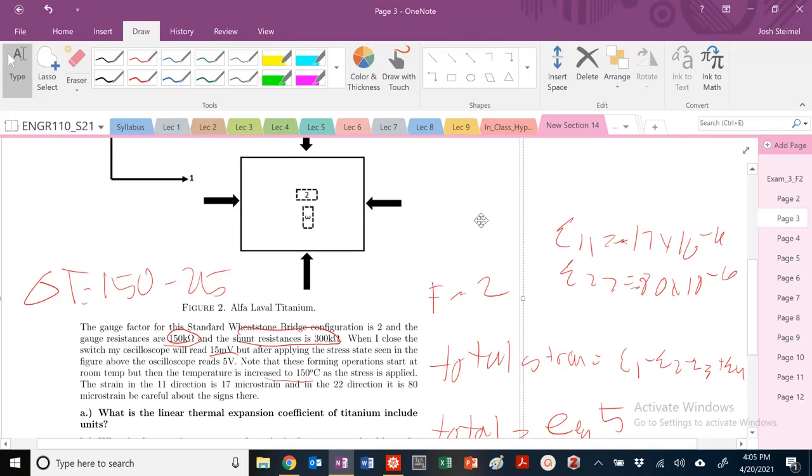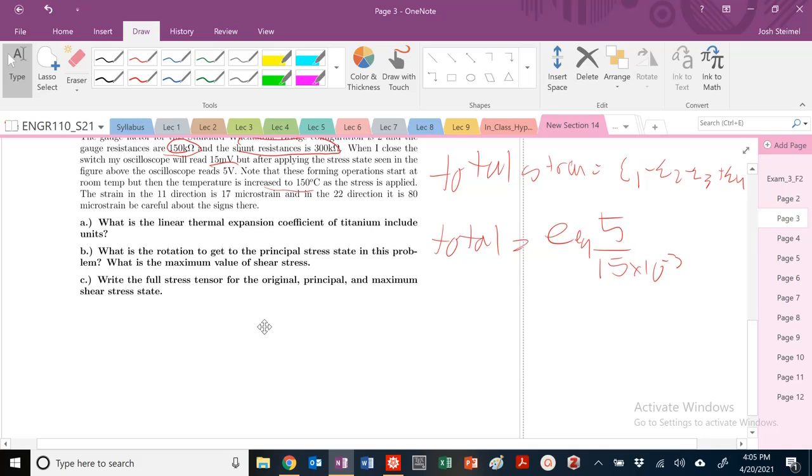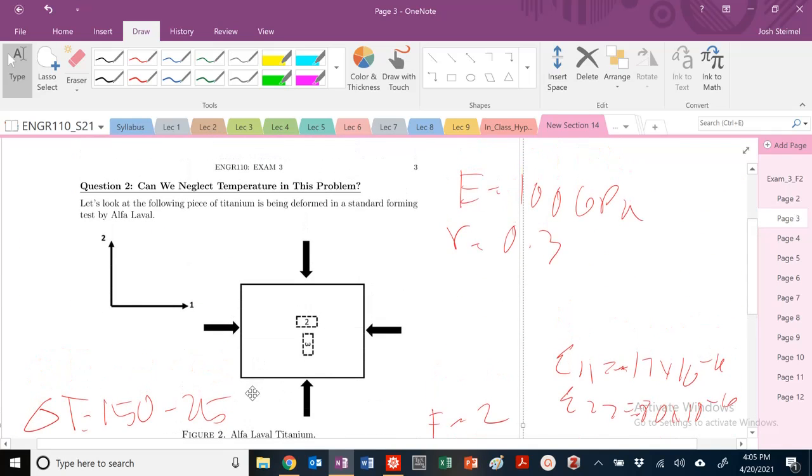So we've got that. And now we are asked, what's the linear thermal expansion coefficient of titanium? Include the units. What is the rotation to get to the maximum principal stress state in this problem? What is the maximum value of shear stress? Write out the full stress tensor for the original, principal, and maximum shear stress states. Ooh, good question. So let's look at this problem. We have our coordinate system. We found our material. So what are the stresses that exist here? Well, we have a compressive stress in the 1,1 and a compressive stress in the 2,2.